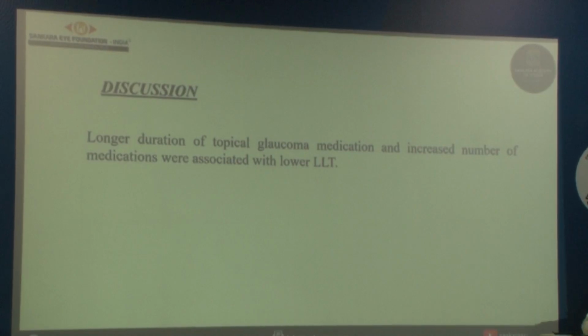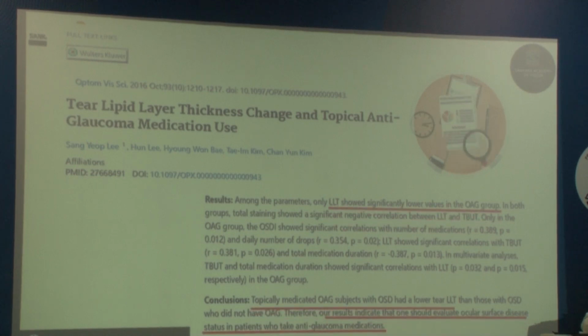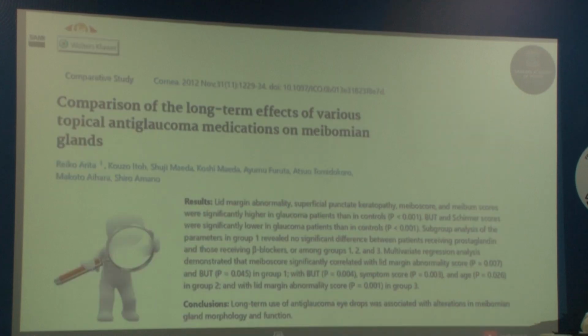Discussion. Longer duration of topical glaucoma medications and increased number of medications were associated with lower lipid layer thickness. Lee et al. investigated the effect of topical medications on ocular surface disease and LLT and found that the average lipid layer thickness in the glaucoma group was significantly lower. Arita et al. demonstrated that long-term use of topical glaucoma medications was associated with alteration in meibomian gland morphology and function and has contributed to development of ocular surface disease.